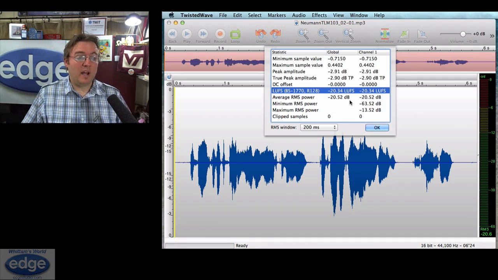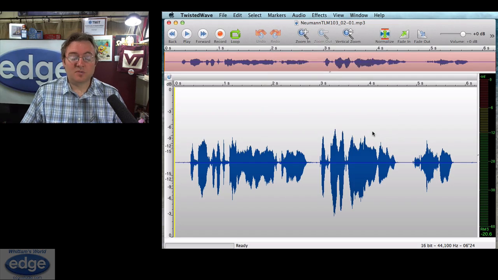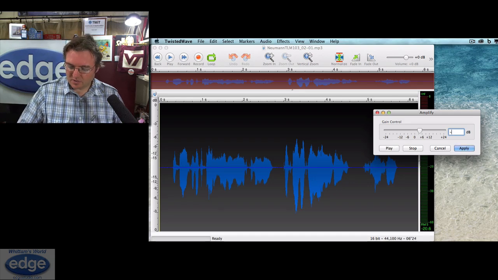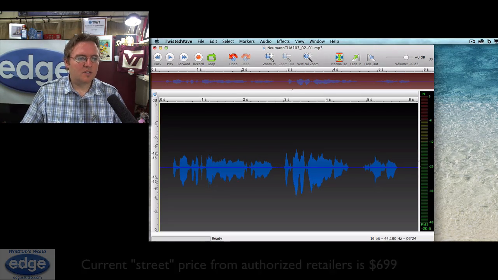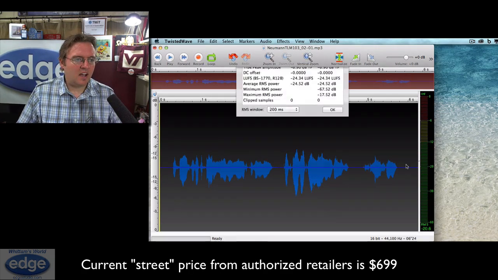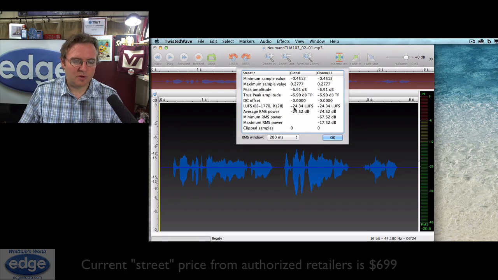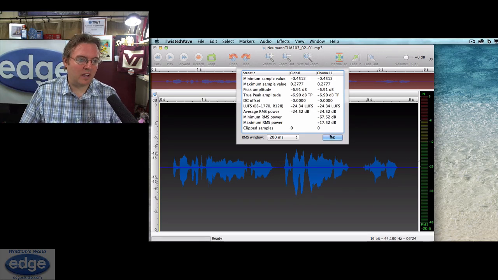there's one really easy way. How do you go from minus 20 to minus 24? How about reduce the volume? So I'll go to File, Amplify, change it by minus 4 dB, turn it down, analyze, presto. We now have a LUFS of minus 24.34. That's one easy way.